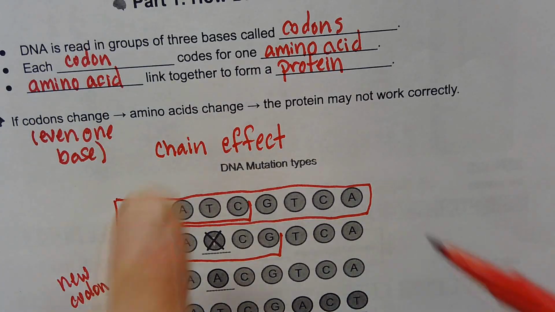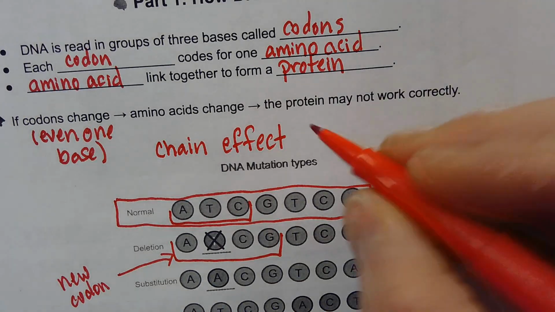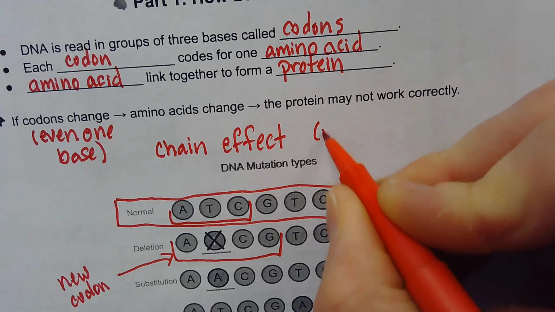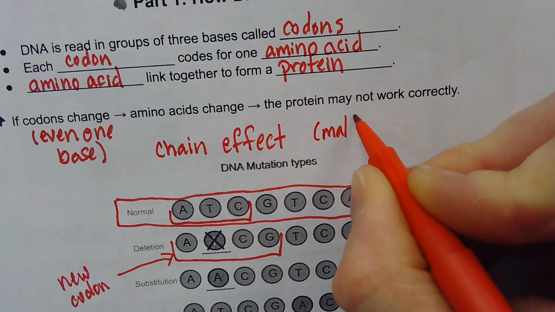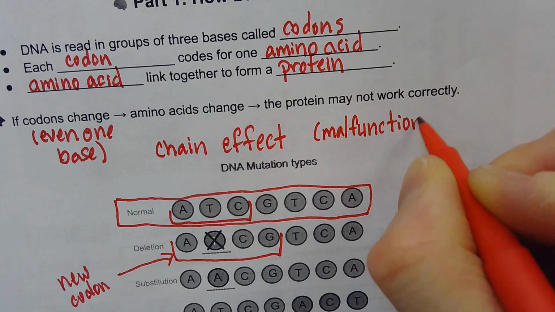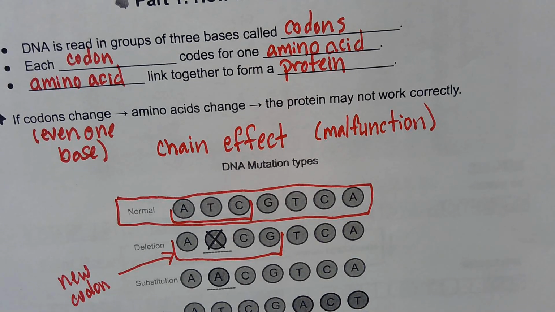Okay, so if that amino acid changes, then what happens? Yeah, so that means you're going to get a new trait. It means the thing that's supposed to happen, so it's going to malfunction. It's not going to do what it's supposed to do, or it's going to do something that it shouldn't do.